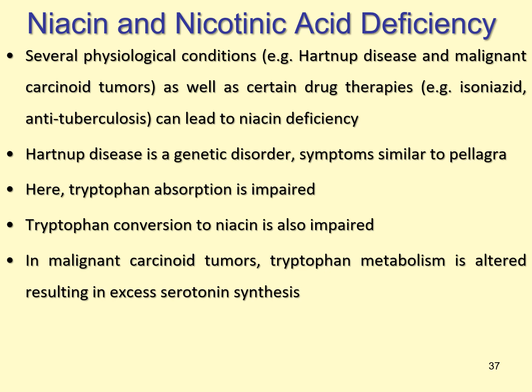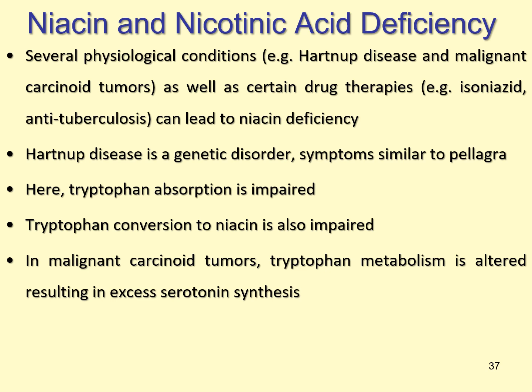Niacin and nicotinic acid deficiency can occur in several physiological conditions like Hartnup disease and malignant carcinoid tumor, as well as certain drug therapies, for example isoniazid, an antituberculosis drug, which can lead to a deficiency syndrome. Yes, adverse effects of such drugs can also lead to this niacin and nicotinic acid deficiency.